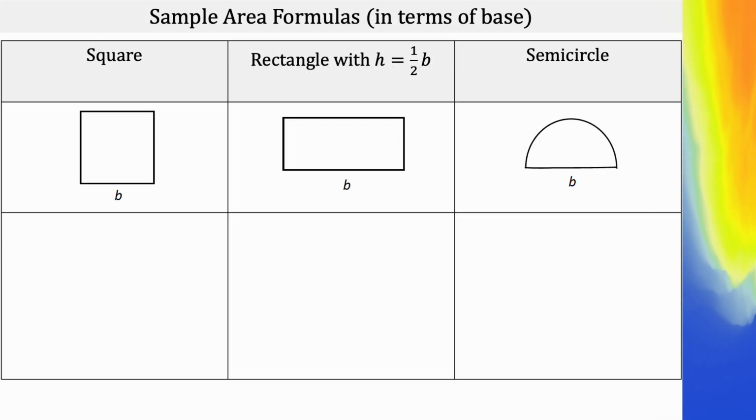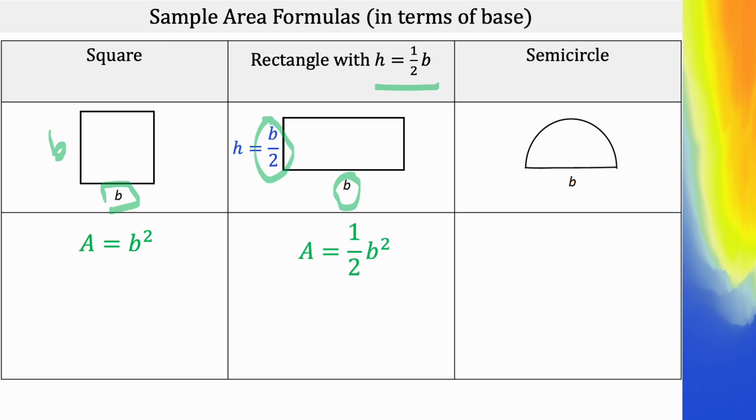For now, we're going to start with some sample area formulas where the area is in terms of the base. For example, the square here. It has a base of b, okay? Which means that it also has a height of b. So the area of the square is going to be b squared. What about this rectangle here? It says we have a height of half the base. Well, let's label that. And we know that the area of a rectangle is base times height. So base times base over 2, that's going to be 1/2 base squared.